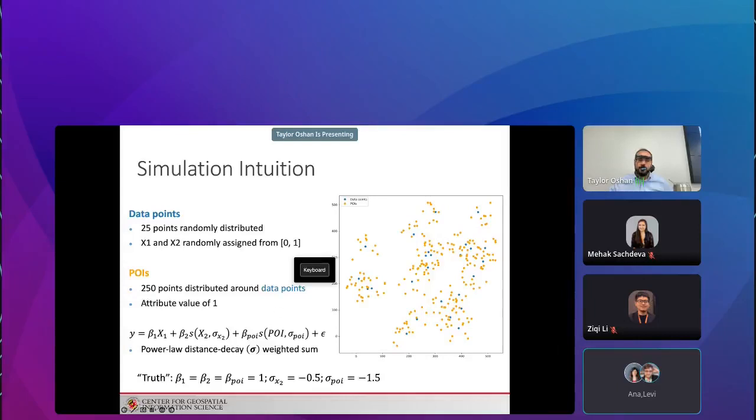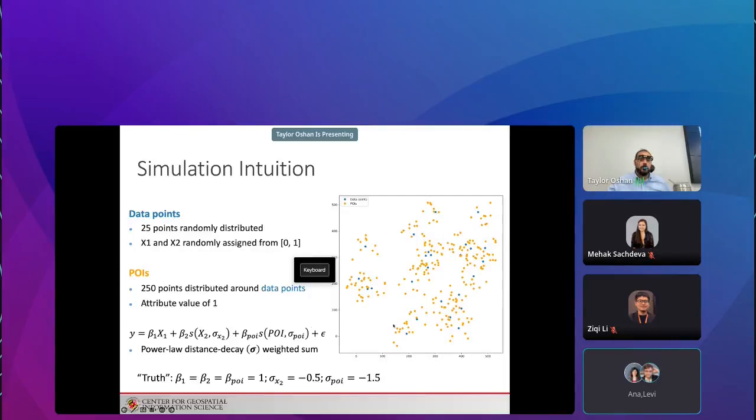So to build up some kind of intuition, we ran a little bit of a simulation. Here we have blue points that are considered our data points, kind of like our dependent variable spatial support. And we'd like to get information to be on the same level or spatial support as those blue points. But unfortunately, we have the POIs that are distributed around them that are a different spatial support. So in this setup, we've got two different spatial supports, and we'd like to smooth the points from the orange into the supports of the blue.